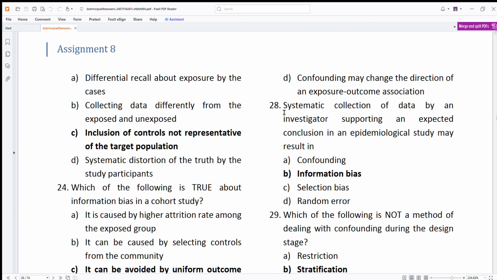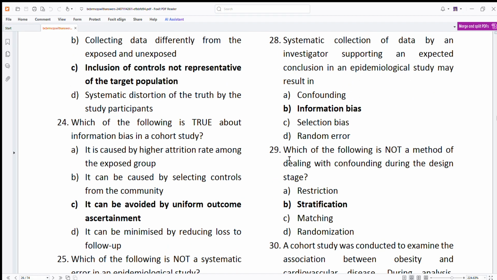Systematic collection of data by an investigator supporting an expected conclusion: information bias. Yeah, because the principal investigator is collecting data knowing that we are going to get a positive result. Please do publish all negative studies. I strongly encourage you to publish all the negative studies. If you don't get an association, please do publish. Let me reemphasize and reiterate this fact again and again: we do not need papers always showing us a correlation. Even if the p-value is less than 0.05, it is statistically significant. Even if it is greater, please publish the result. I am with you in that.